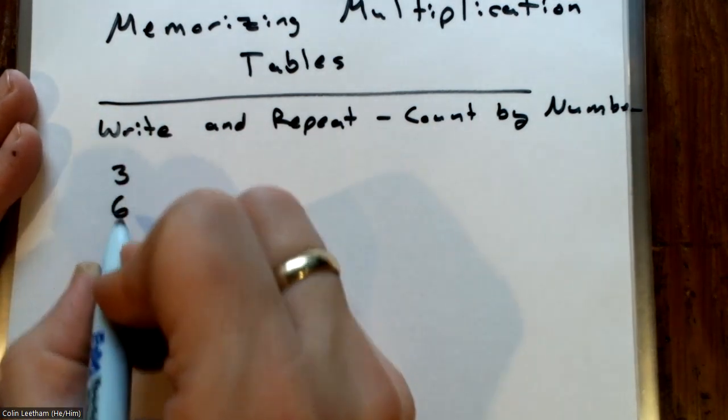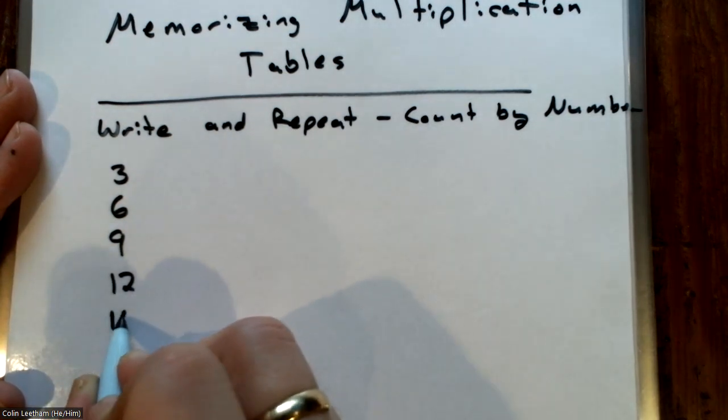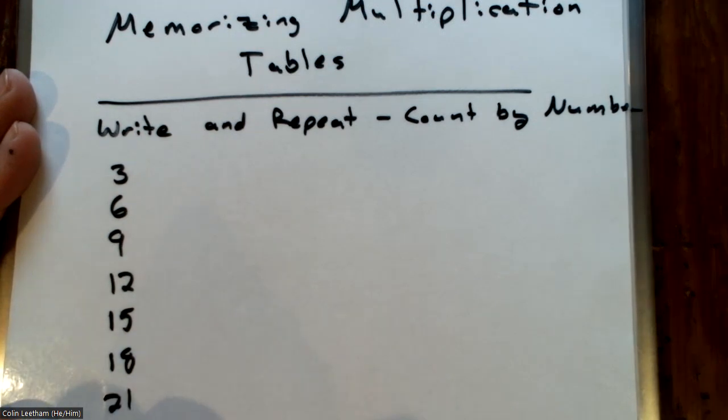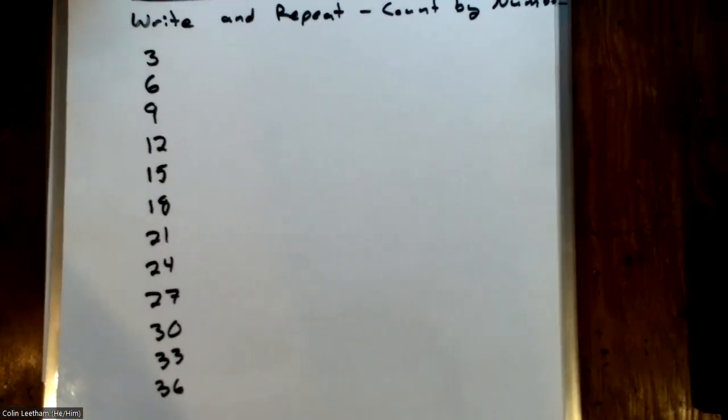3, 6, 9, 12, 15, 18, 21, 24, 27, 30, 33, and 36. So when we're doing that, just count by that number.